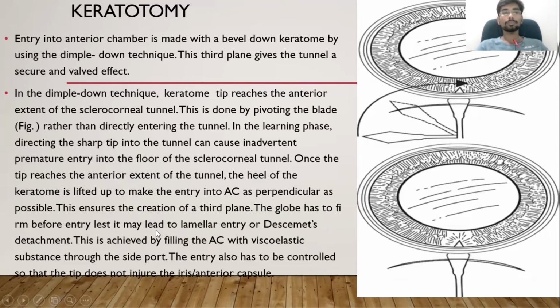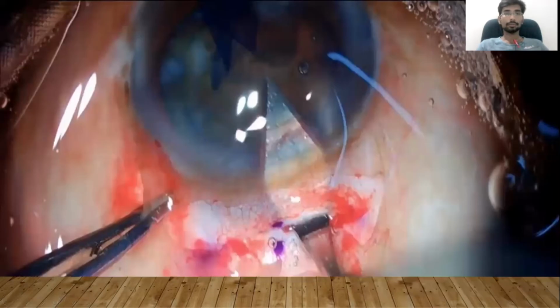This ensures the creation of third plane. The globe has to be firm before entry, lest it may lead to lamellar entry or Descemet's detachment. This is achieved by filling the AC with viscoelastic substance through the side port. Entry also has to be controlled so that tip does not injure iris. So by pivoting movement, we have to enter into the ending of the corneoscleral tunnel, and by the dimple down technique, we have to enter into the AC. So here keratome is entering into the anterior chamber. This is end of the corneoscleral tunnel.